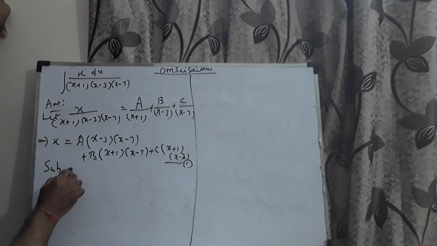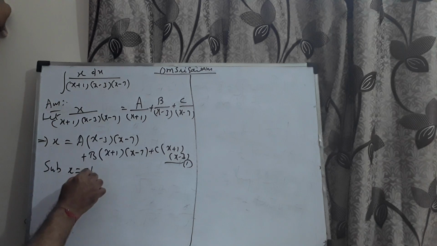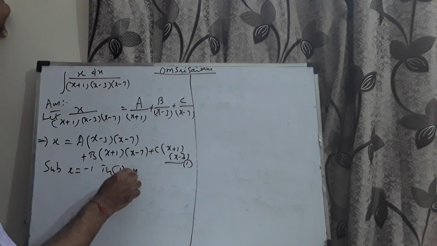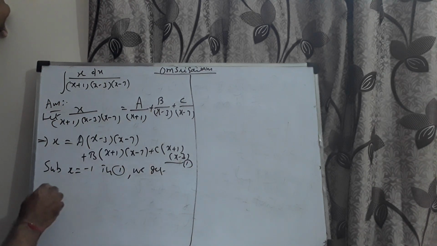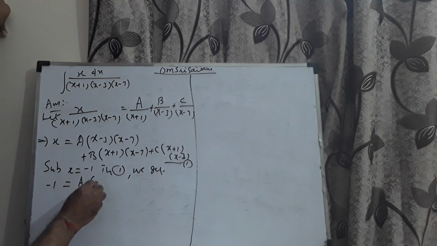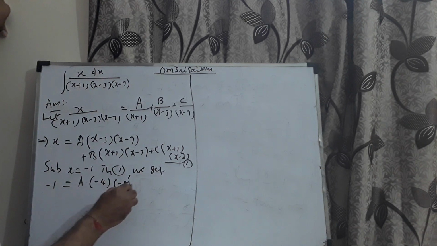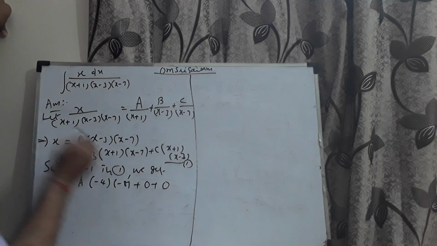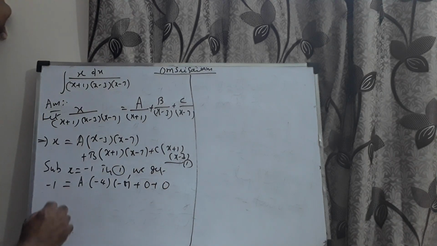Now substitute x is equal to minus 1 in 1. What do I get? Minus 1 is equal to a into minus 4 into minus 8 plus 0 plus 0. B into 0 is 0, C into 0 is 0. Therefore, A happens to be 1 by 32.